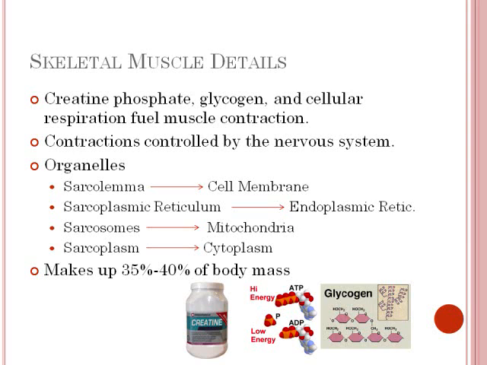Creatine phosphate, glycogen, and cellular respiration fuel muscle contractions. These contractions are controlled by the nervous system. In comparison, smooth muscle and cardiac muscle do not need to be stimulated by the nervous system. Organelles of skeletal muscle cells include sarcolemma in place of the cell membrane, sarcoplasmic reticulum in place of the endoplasmic reticulum, sarcosomes in the place of mitochondria, and sarcoplasm in the place of cytoplasm.